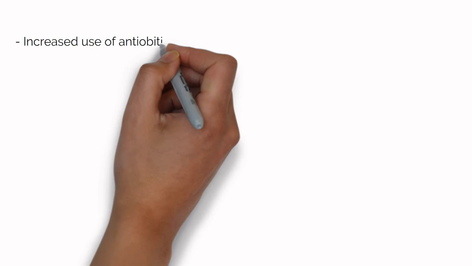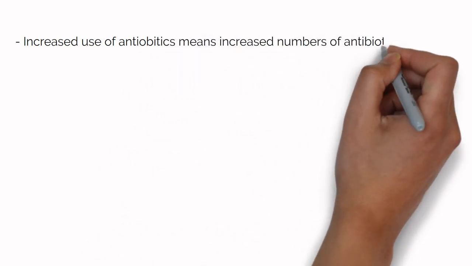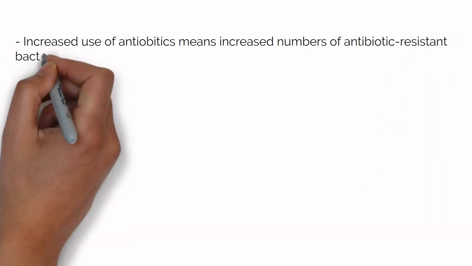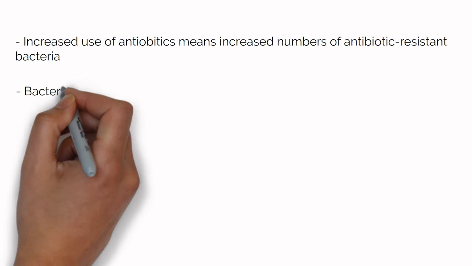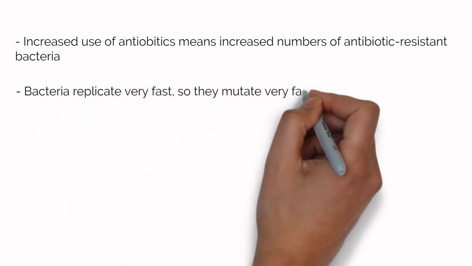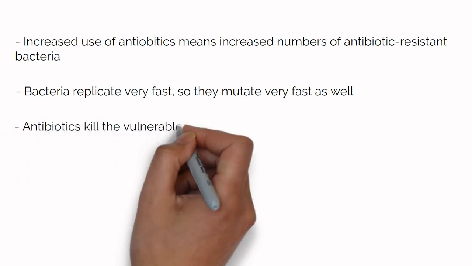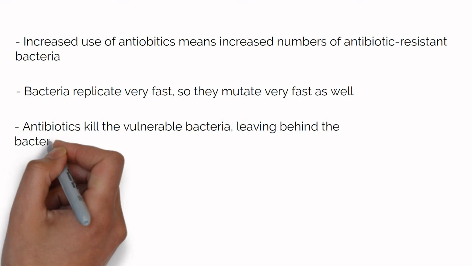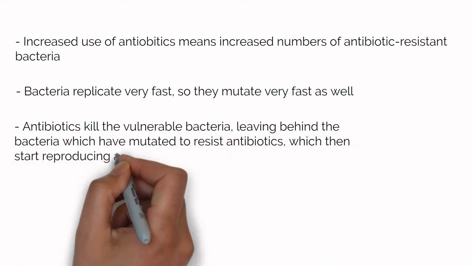They're not harmful to us, however, with increased use of antibiotics, antibiotic-resistant bacteria start to emerge. Bacteria and other pathogens replicate very rapidly, which means that their genetic material mutates a lot. When we start using a lot of antibiotics, we are killing the bacteria which cannot protect themselves. However, certain bacteria have mutated so that they become resistant to antibiotics.